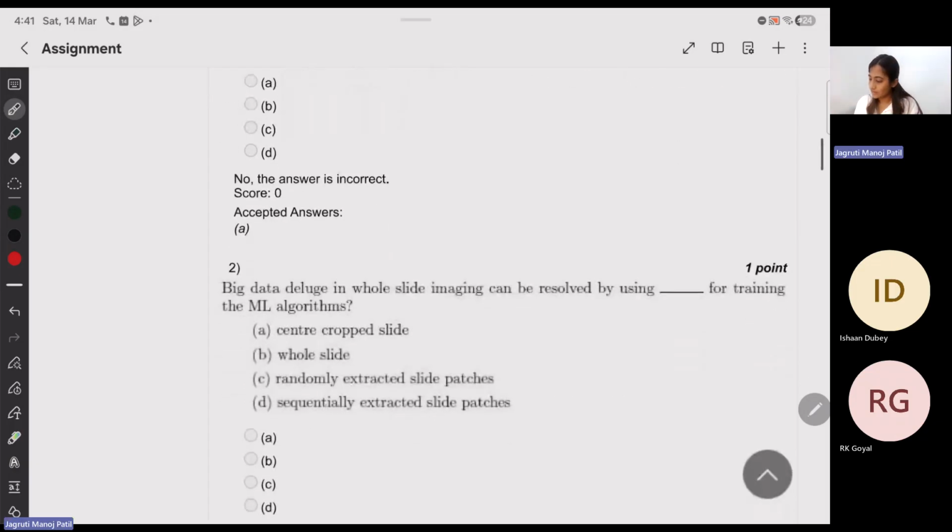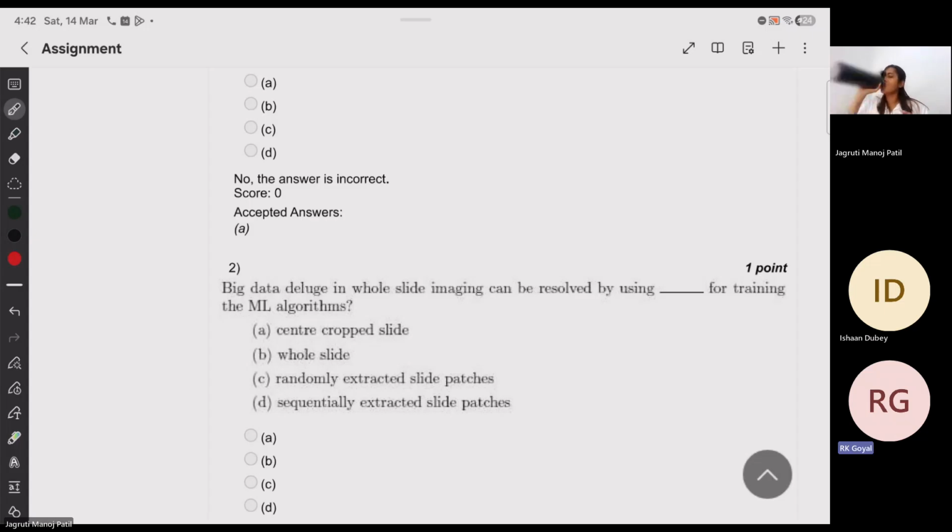Then here, the big data deluge in whole slide imaging can be resolved by using what for training the big ML algorithms? That is something based on your problem solving. So what do you think? What can you do here? Do you just select the center part of the slide that you're imaging, or the whole slide, or will you select randomly extracted slide patches, or sequentially extracted slide patches? It is similar to how we studied random forest based ensemble imaging, where we are trying to average it out so that your error will decrease and your inference based values will increase.